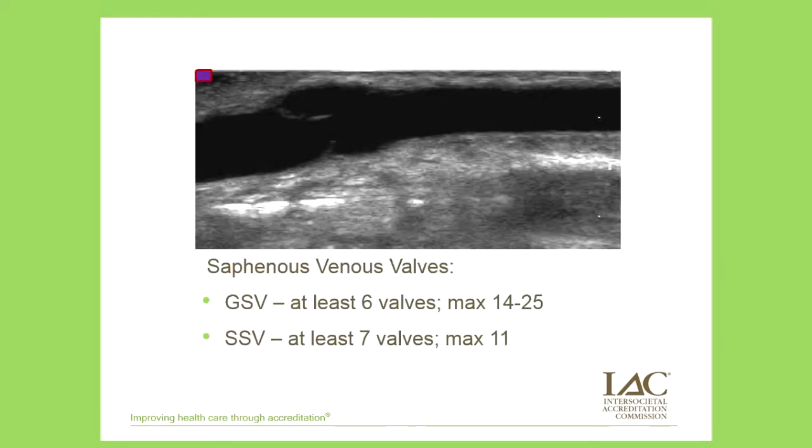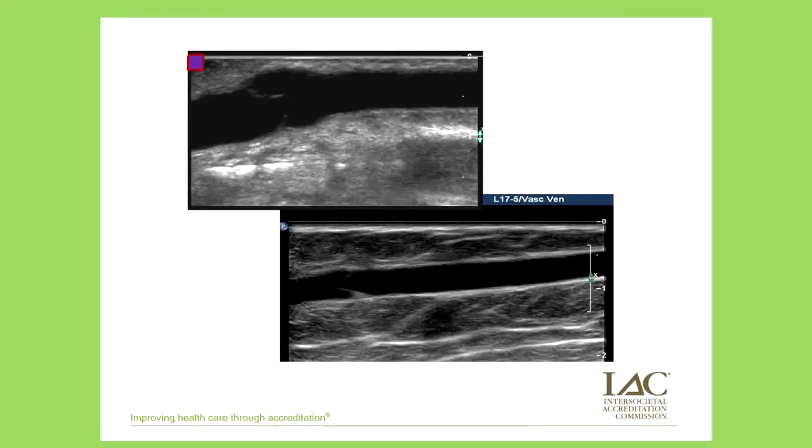And saphenous valves, a lot of people ask me this question, how many valves are there? Well, this is based on postmortem exams, but basically between 14 to 25 in the great saphenous, and at least 7 valves, or more than that, in the small saphenous. We know that valves increase in number as we're farther away from the heart. And I just put this picture in so you can see the valves are actually turning both ways.